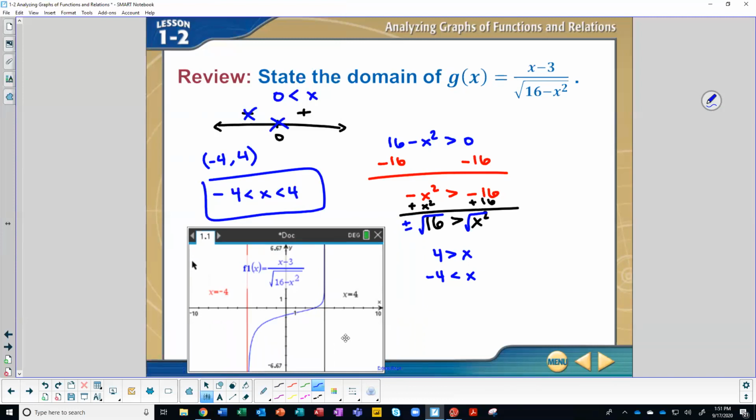So here's positive 4, here's negative 4. Notice the graph exists in the middle of those two. So that's how you find domain by hand.